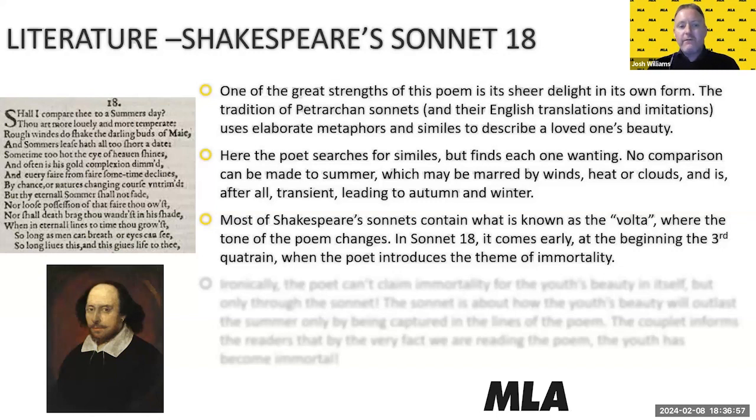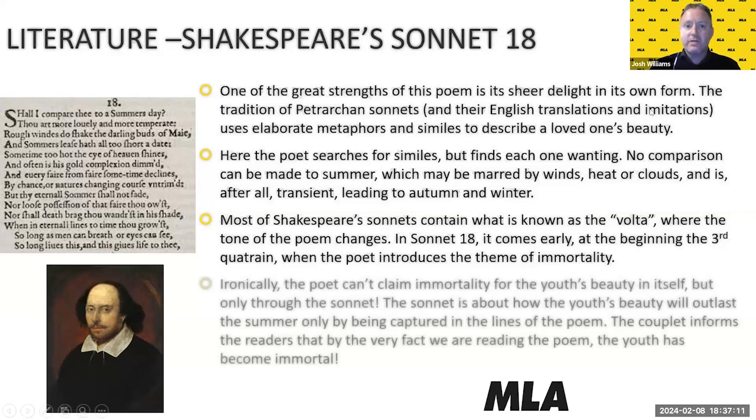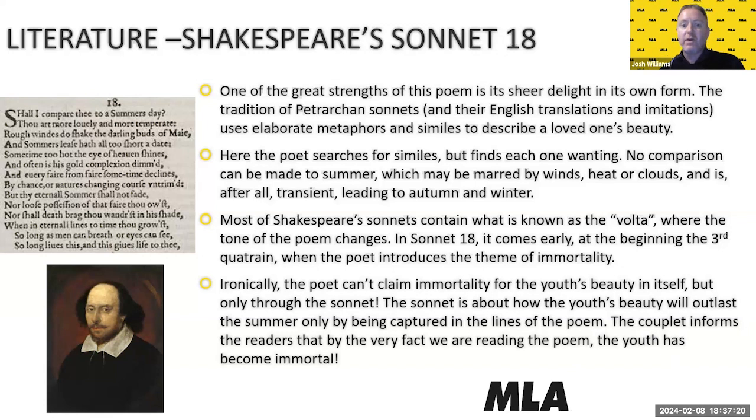So the first and the second stanza sort of develop the same argument, and then we have a look at it from another side. Okay? So this is where he introduces the theme of immortality. Okay? Ironically, the poet can't claim immortality for the youth's beauty in itself, but only through the sonnet.